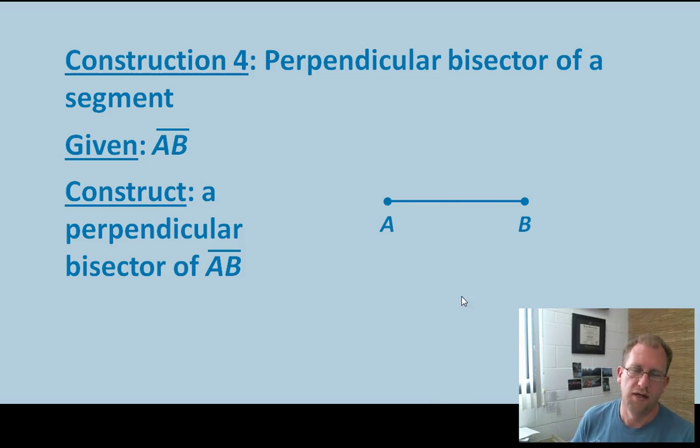Now, if I had a ruler and a protractor, this would be a piece of cake. But the rules of construction are that I only have a compass and a straight edge. So here's how you get this done.